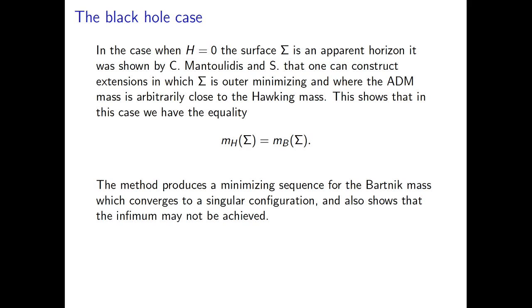And so in fact, the method also produces a minimizing sequence for the Bartnik mass, which converges to a singular configuration. So it shows that the Bartnik mass is not always achieved. So when H is 0, it turns out it's not achieved, but we explicitly construct a minimizing sequence for that in the construction. And again, I don't have time to go through it, but it's the idea of constructing special solutions of the equations. In this case, we want to do it in such a way that the mass is as small as possible. So we want to make a very efficient construction of solutions.